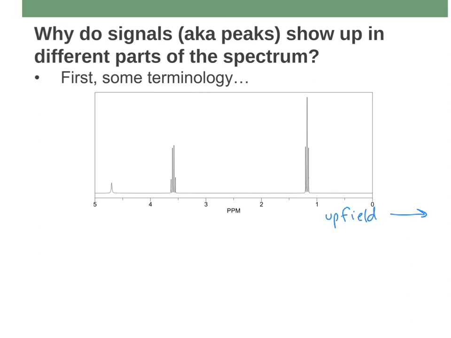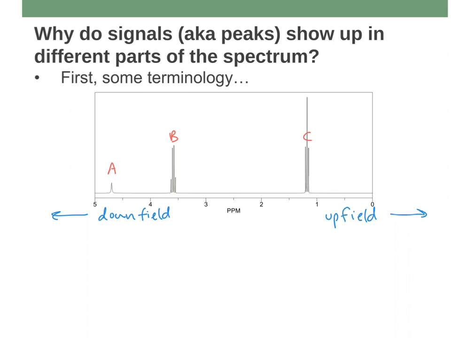So I would say, for example, if I labeled these signals A, B, and C, I would say that the most upfield signal is C. C is more upfield from B, B is more upfield from A. And then as you might guess, as I move to the left, that's called downfield. So as you move downfield, as the numbers increase, you are more downfield.